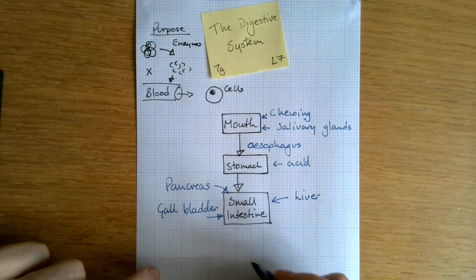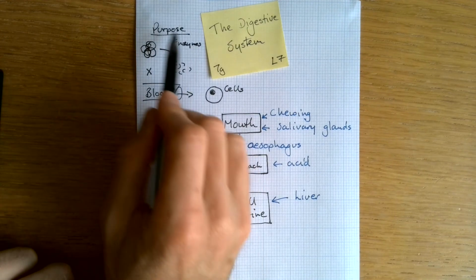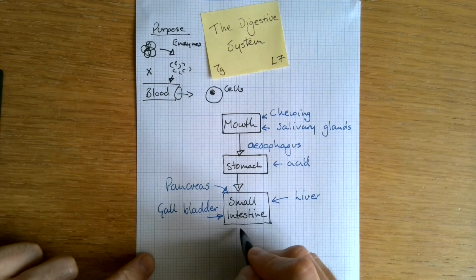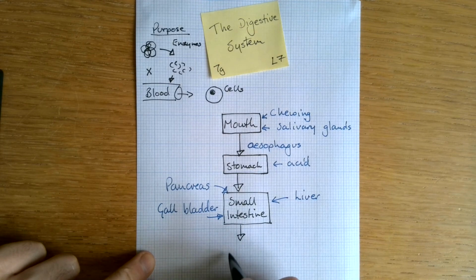Food spends quite a bit of time in the small intestine, where lots and lots of enzymes are used to break the molecules down, just like we described earlier, into much smaller molecules, so they're soluble, could be absorbed into the blood, and that's where absorption happens. After the food has passed through the small intestine and into the blood, the food that's left behind is then sent to the large intestine.